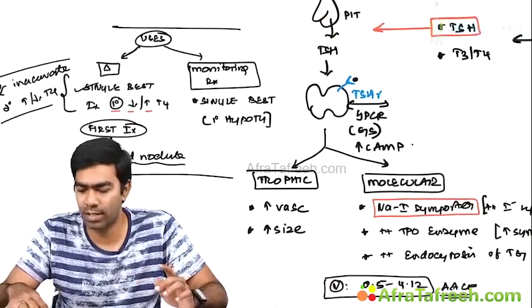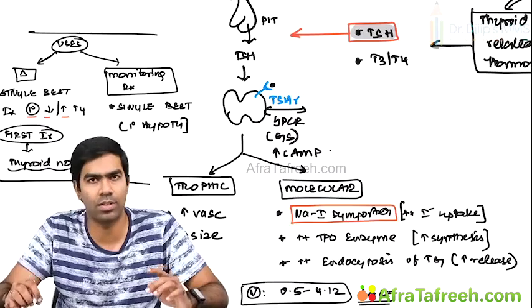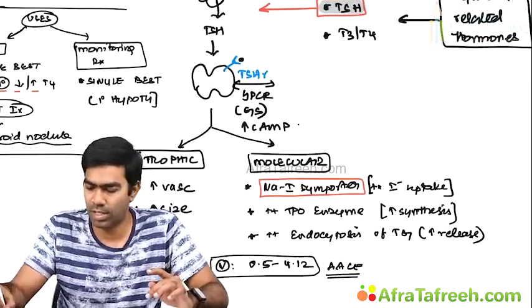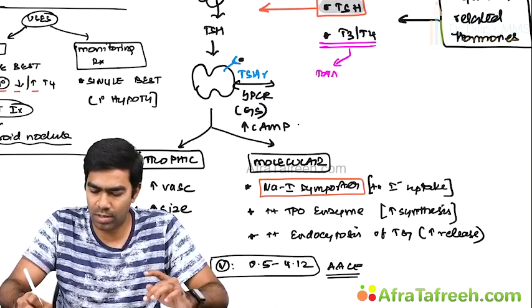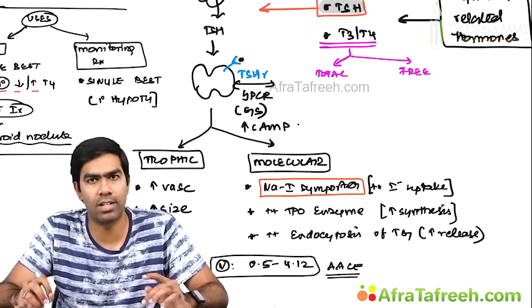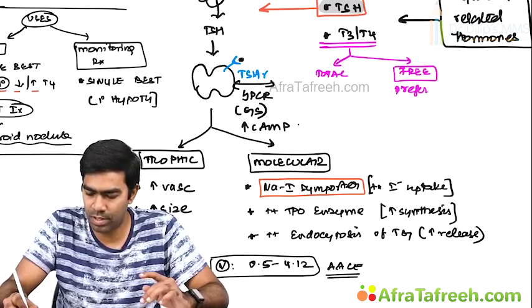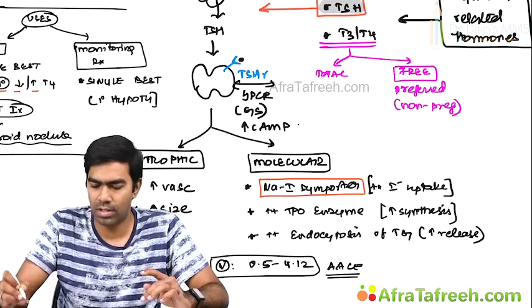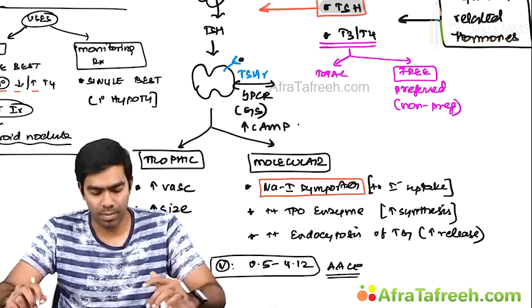If they ask you the single best investigation in a thyroid function test, again the answer will be TSH only. Clear? So what about the T3 and T4? T3 and T4 are of two types. One, you can measure the total T3 and T4. Second, you can measure the free T3 and T4. Free T3 and T4 is the one that is preferred, and almost all of the non-pregnant population are going to be tested for this free T3 and T4 preferably.